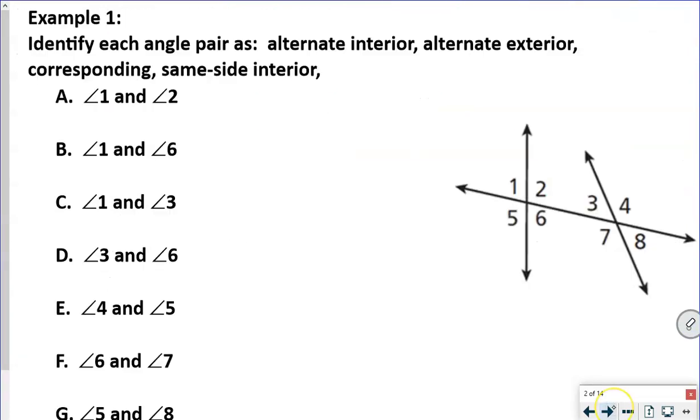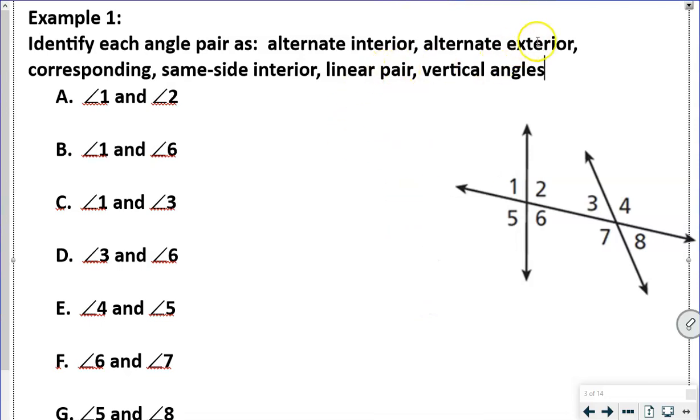All right, so now, identify each pair as alternate interior, alternate exterior, corresponding, same side interior, linear pair, and vertical angle. So let's look at 1 and 2. So what do you notice about 1 and 2? There are two angles that form a what? Do you see that right there? A line, right? So this is a linear pair.